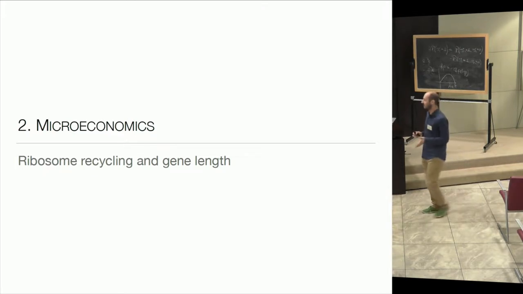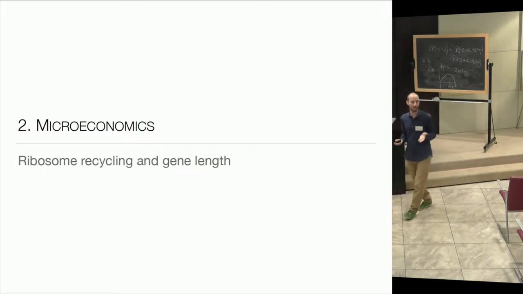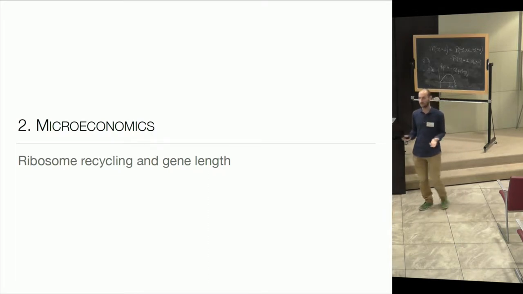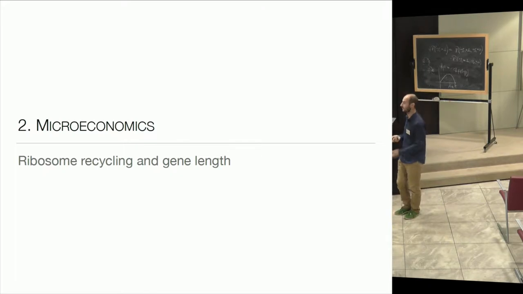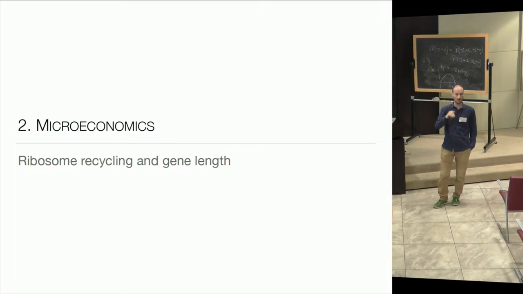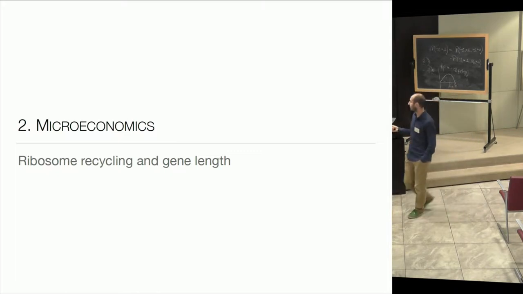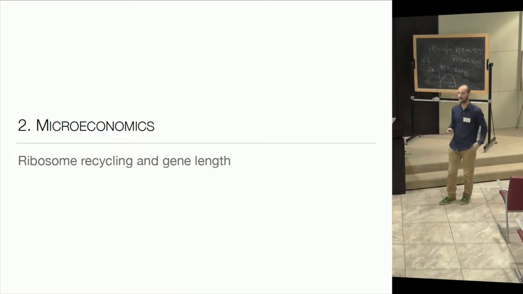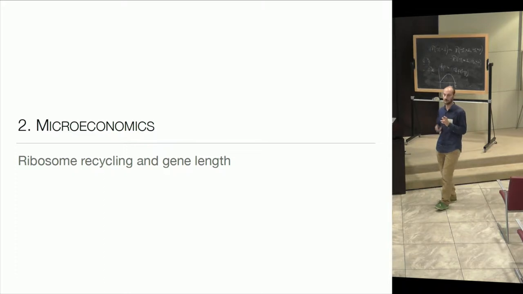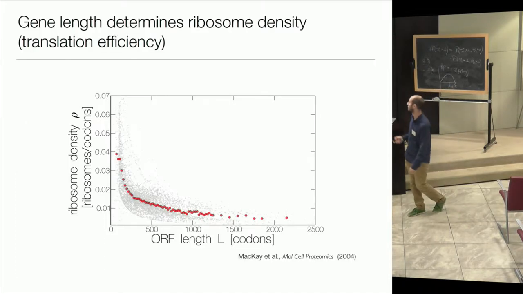So I think I convinced you that the ribosomal pool is important, and that messengers at the global level are trying to minimize their usage, their cost. Now, what happens at the individual messenger RNA? I'm going to talk now about gene length and ribosome recycling. If ribosomes are that important and limiting in determining translation, in this part I'm going to show you that the ribosome actually tries to recycle as many ribosomes as possible.